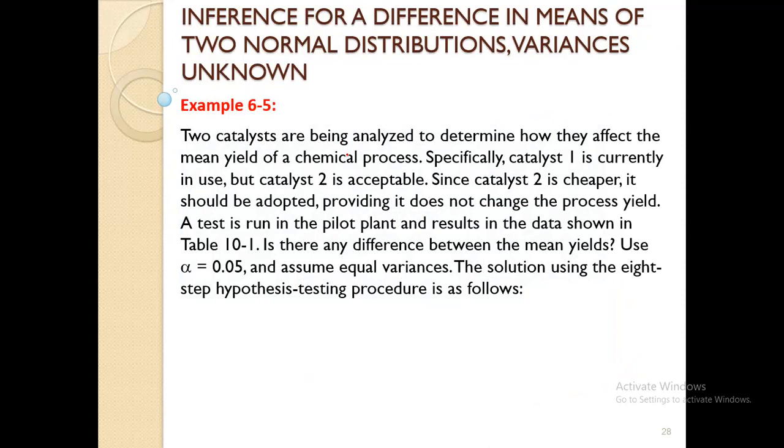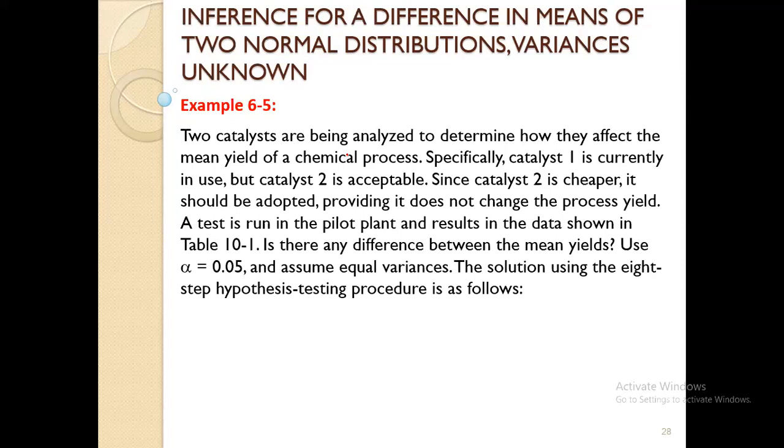We have catalyst 1, which is currently used. For now, we use catalyst 1. And we have catalyst 2, which is a new one, since catalyst 2 is cheaper. If you compare catalyst 1 and catalyst 2, and the yield is the same, what does it mean? We choose catalyst 2 as better, right? Because catalyst 2 is cheaper.